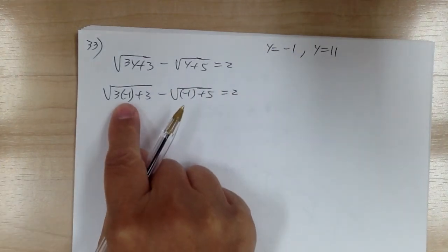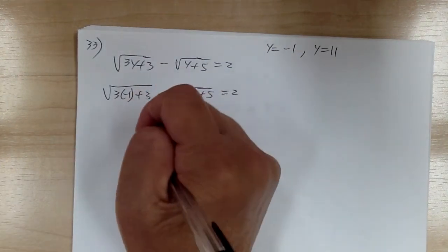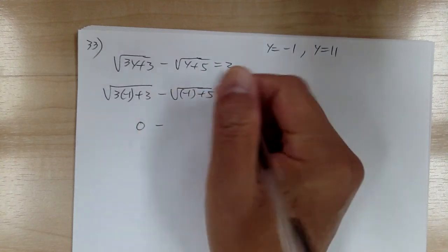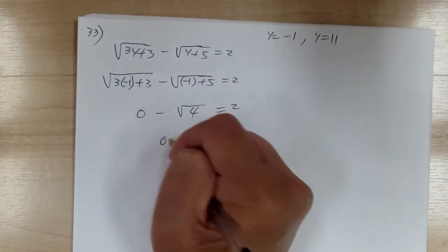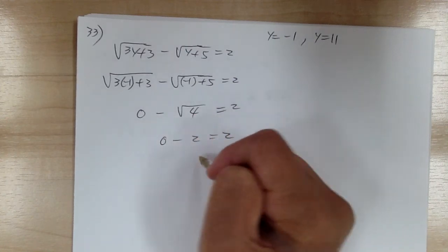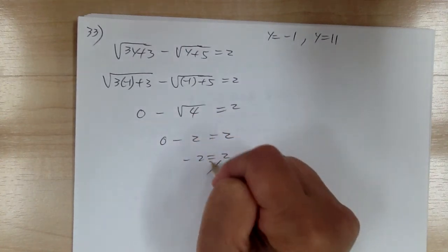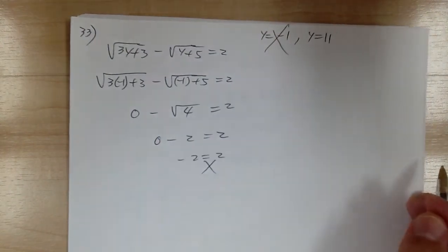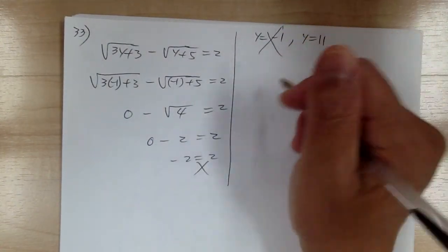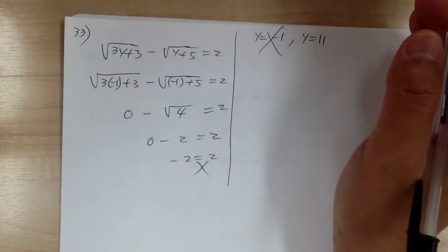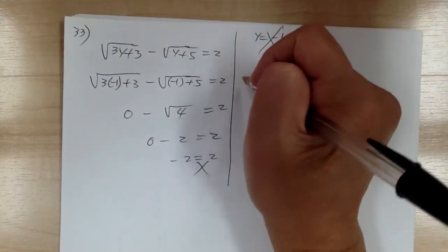Okay, so 3 times negative 1 is negative 3 plus 3, it gives you 0. This one will give you square root of 4 equal to 2. So you got 0 minus 2 equal to 2. So you got negative 2 equal to 2. So this one is no good. Okay. So next one. Again, you have to check all the answers because sometimes both are good, sometimes both are bad, sometimes one is good, one is bad.